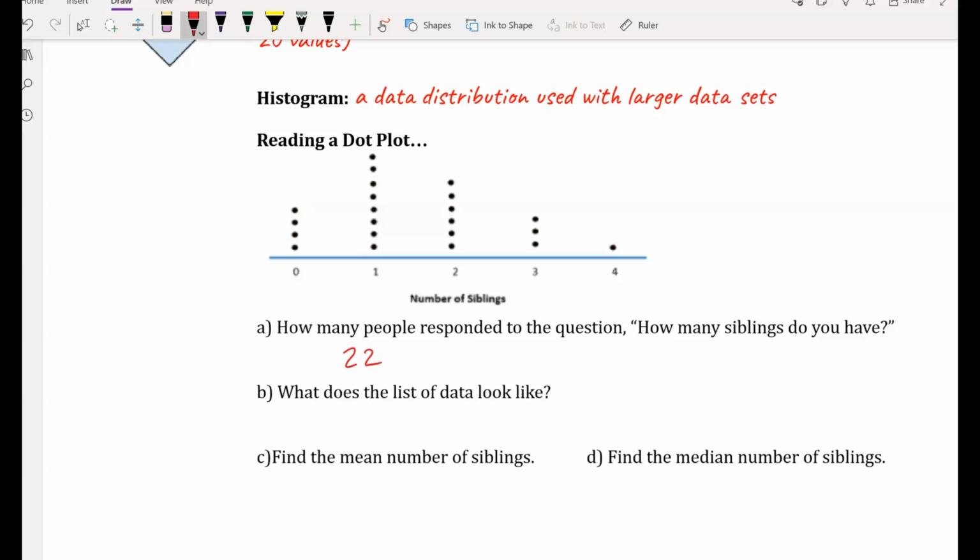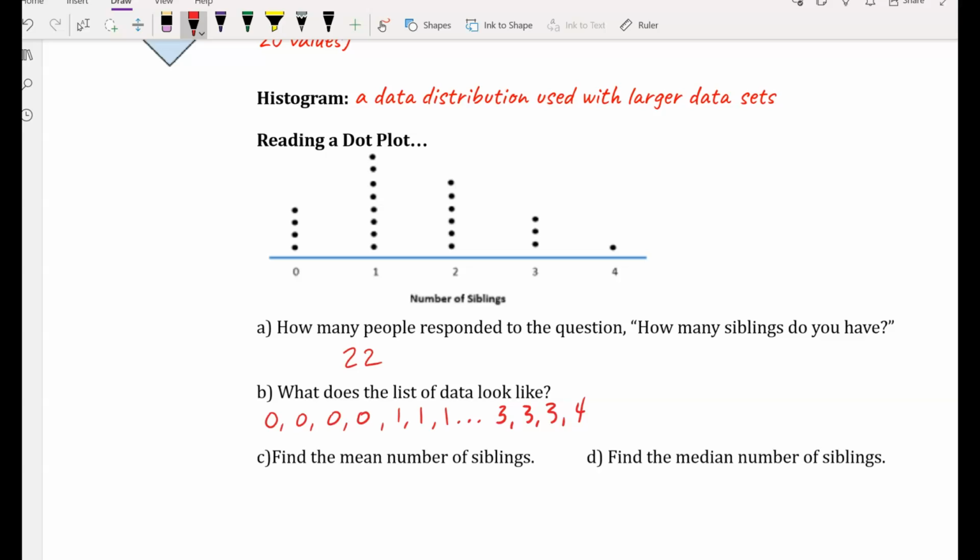If we write out the list of data, then it should have 22 elements in it. So I'm not going to write the whole list, but we'll get started. We know we need 4 zeros because 4 people responded that they did not have any siblings. We would follow that with 8 ones, and I'm not going to write them all. I'm just going to put the dots because I think you get the idea. We would have 6 2s in our list. We would have 3 3s, so I'm just going to pick up right there. And then the last thing in our list would be 1 4.